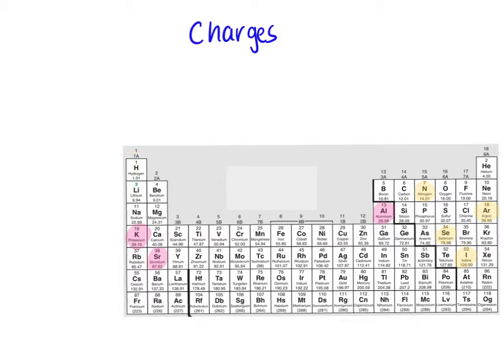Group 1 always has 1 valence electron. Group 2 always has 2 valence electrons. We don't worry about the D block. 13 is 3 valence electrons, for example. 17 is 7 valence electrons. And those valence electrons help us figure out our dot diagrams.